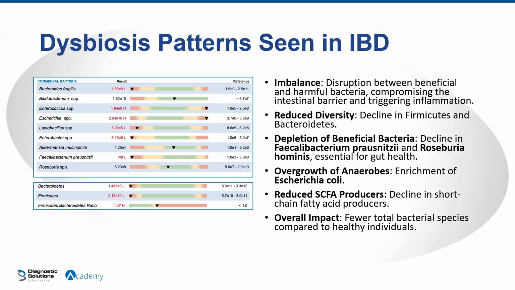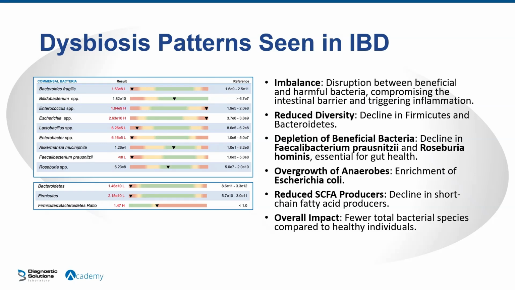A dysbiosis pattern is often seen in inflammatory bowel disease patients. We see an imbalance between the beneficial and the harmful bacteria, which make up the intestinal barrier, and that can trigger inflammation. We see less diversity, a decline in both Firmicutes and Bacteroides species.